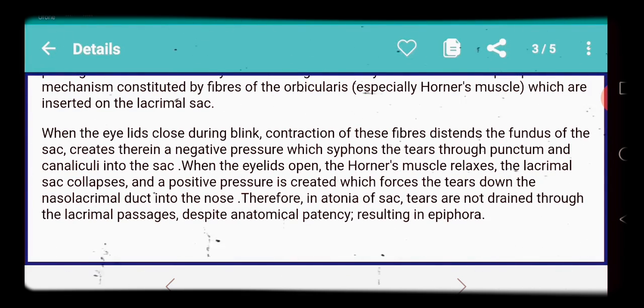When the eyelids close during blink, contraction of these fibers distends the fundus of the sac, creates therein a negative pressure which siphons the tears through punctum and canaliculi into the sac. When the eyelids open, the Horner's muscle relaxes, the lacrimal sac collapses, and a positive pressure is created which forces the tears down the nasolacrimal duct into the nose. Therefore, in atonia of sac, tears are not drained through the lacrimal passages, despite anatomical patency, resulting in epiphora.